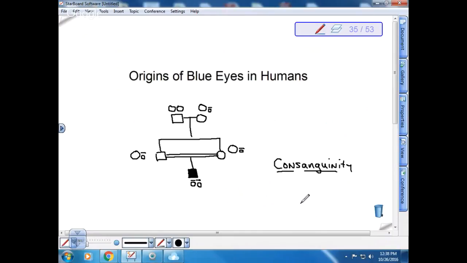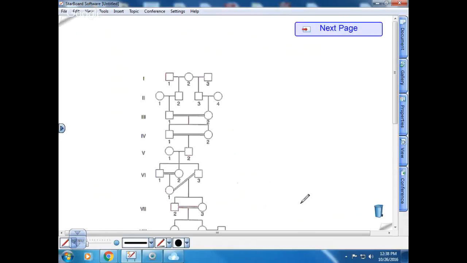But if you look at Cleopatra's pedigree, right? There's lots of double lines in it, right? And so it used to be that you had royal blood, right? And that royal blood was meant to stay within the family. So you had lots of consanguinity, right? And so we might look at this and think, oh, this is really bad, right?